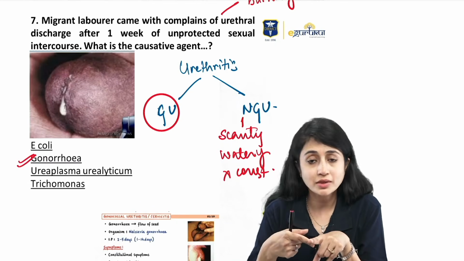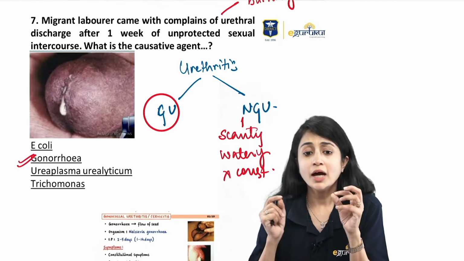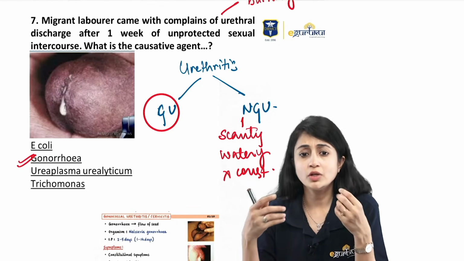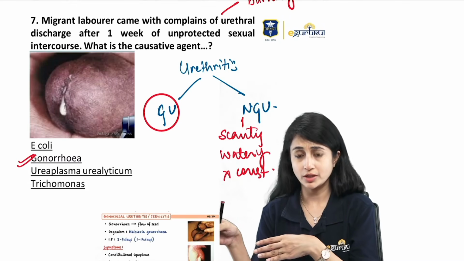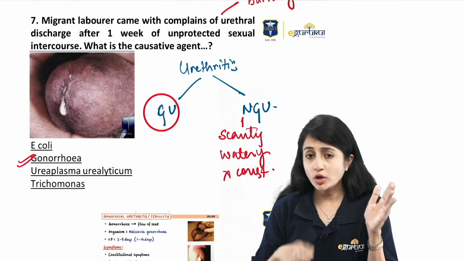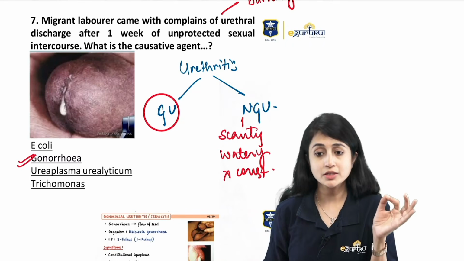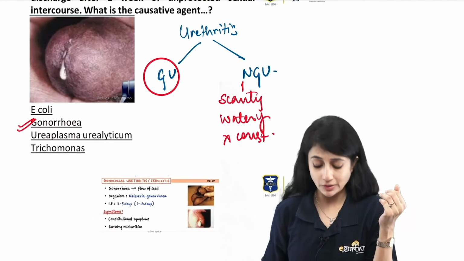Then some students said that there were constitutional symptoms, and with you they'll be more direct. They would have given chlamydia as an option if they were asking about non-gonococcal urethritis. Since they have not given that as an option, I think the answer would be Neisseria gonorrhoeae, and this would have been the image.